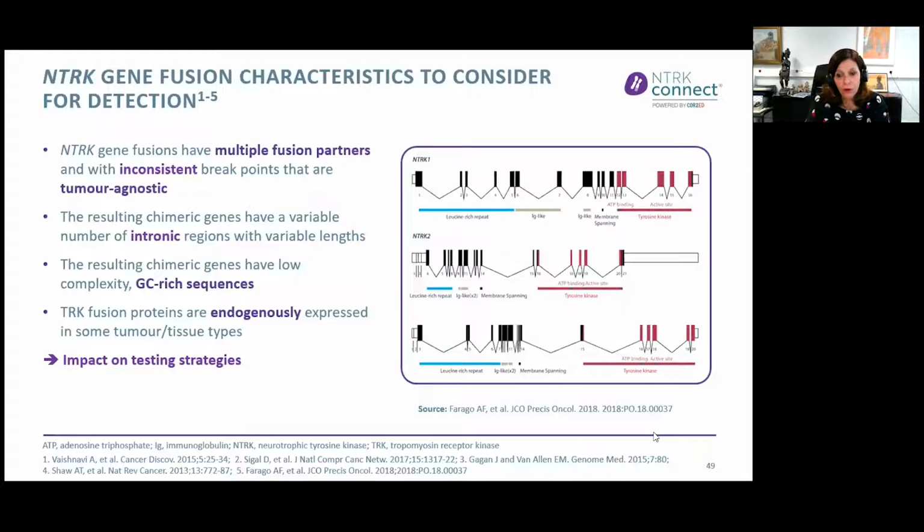Also, those chimeric genes have low complexity GC-rich sequences, so this can lead to problems for DNA sequencing. And for immunohistochemistry, we have some TRK fusion proteins that are endogenously expressed in some tumors. So all those things together, the tumor-agnostic nature, the type of fusion, the large intronic regions, will impact the testing strategy.